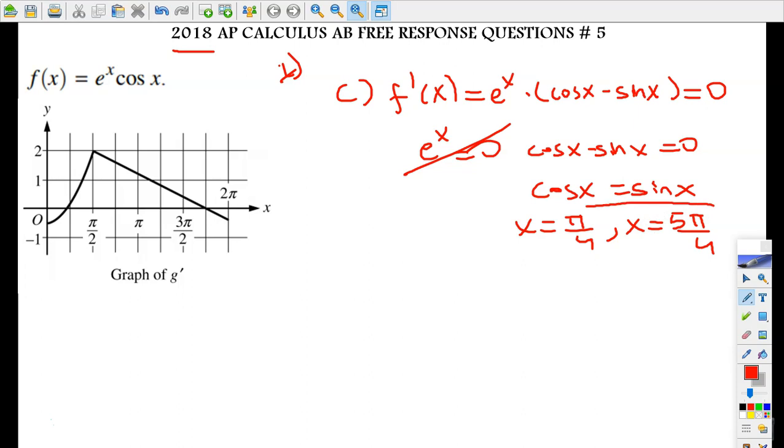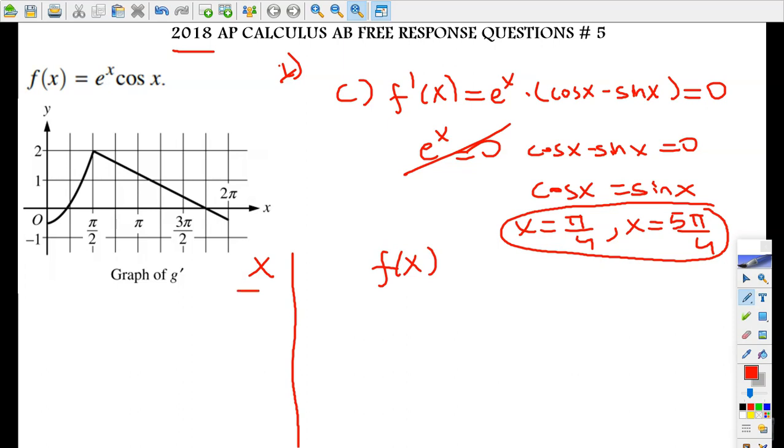So now we've got the critical values. We also know the endpoints, 0 and 2 pi, so we need to test these values. So I'm going to make a table like this, an x and f of x table.